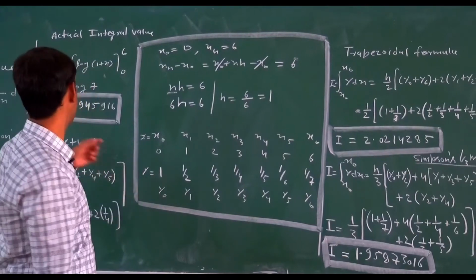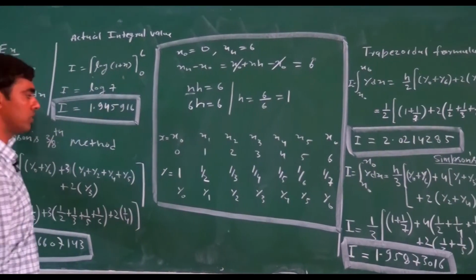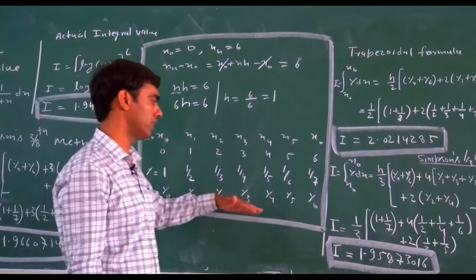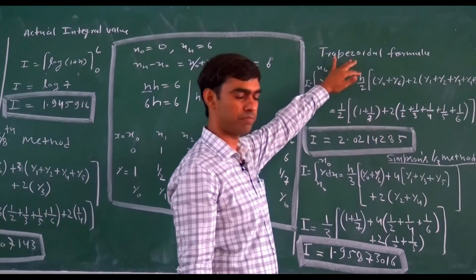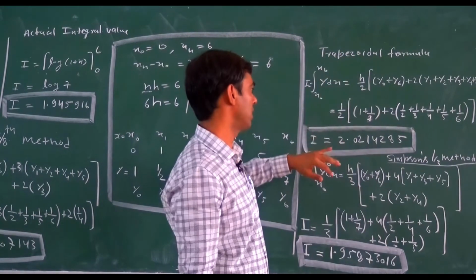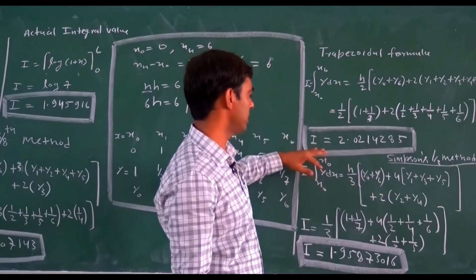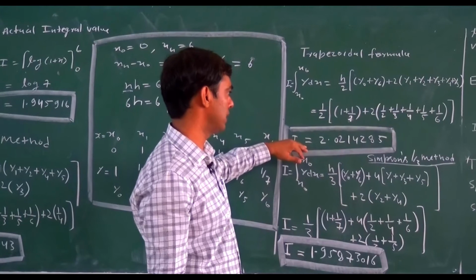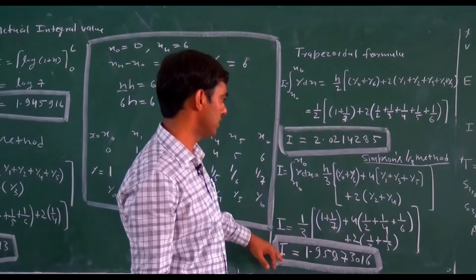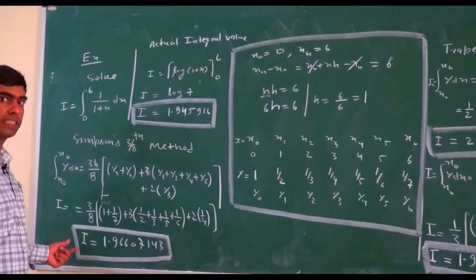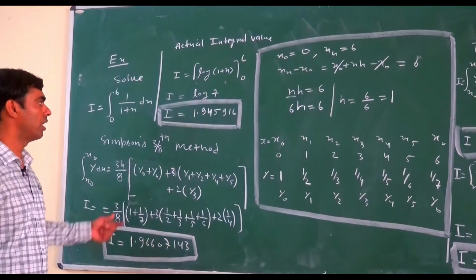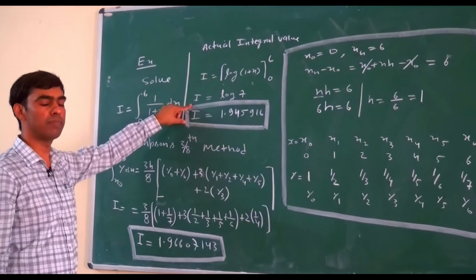And for the corresponding values of y, we put x equal to 0 and find y0, y1, y2, y3, y4, y5 and y6. Then we write the trapezoidal formula, and after calculation we find this value. This is the value of integration by the trapezoidal rule. This is the value by Simpson 1/3 rule. This is the value by Simpson 3/8 rule. And this is the actual integral value.